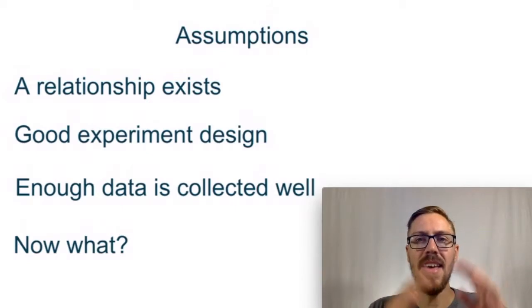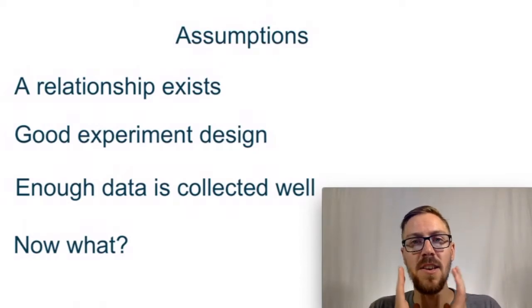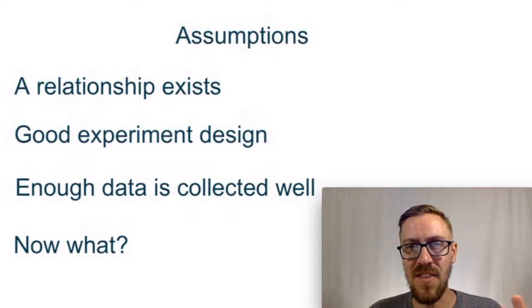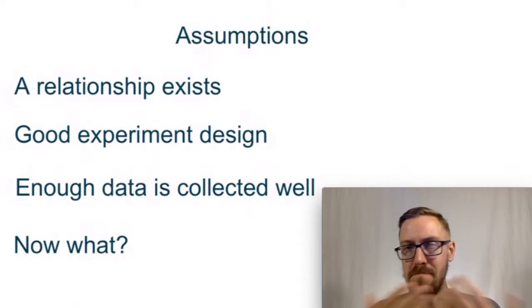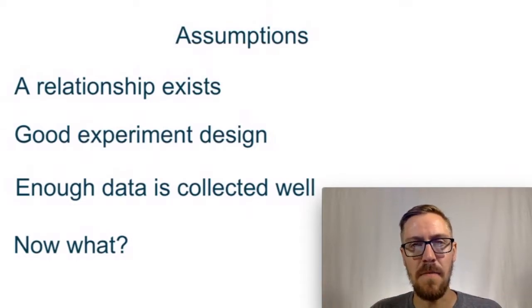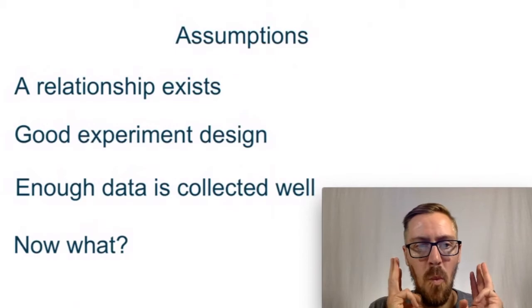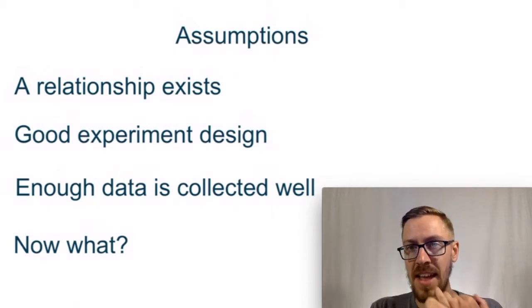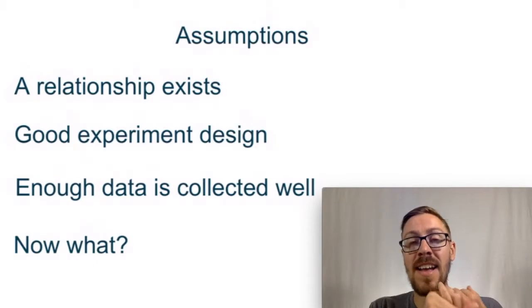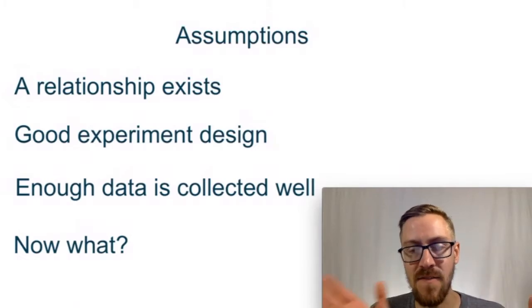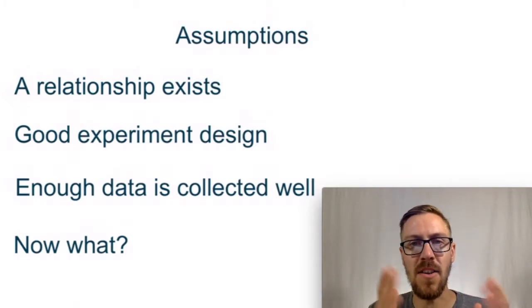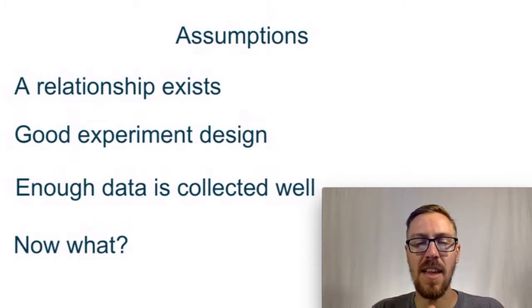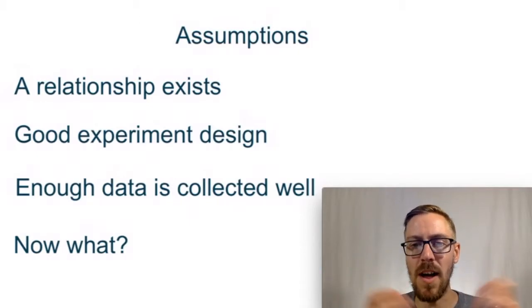The second thing is that when you took your data, you designed a good experiment. If you didn't design a good experiment, not going to get a good result. The third assumption is that when you collected your data, you had enough of it. You had 8 sample groups, taken 3 times each and averaged, and that you did a good job when you were taking your measurements.